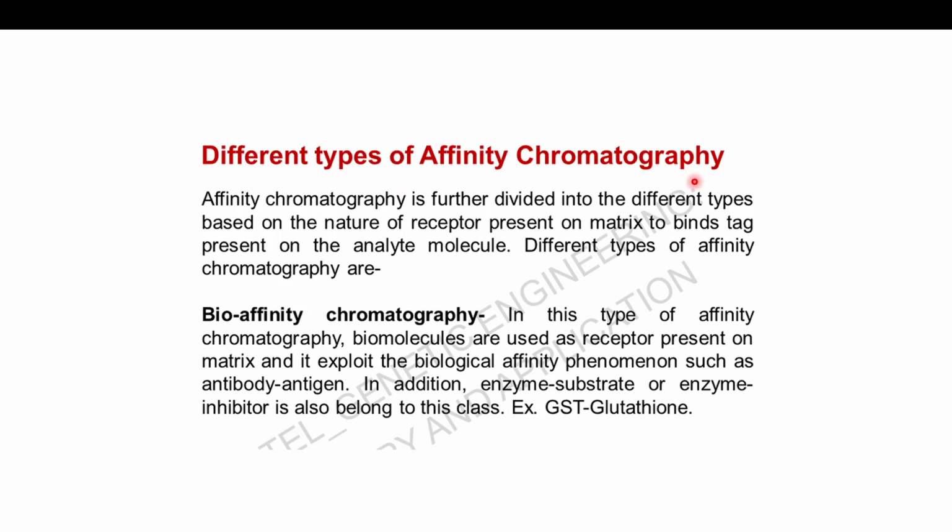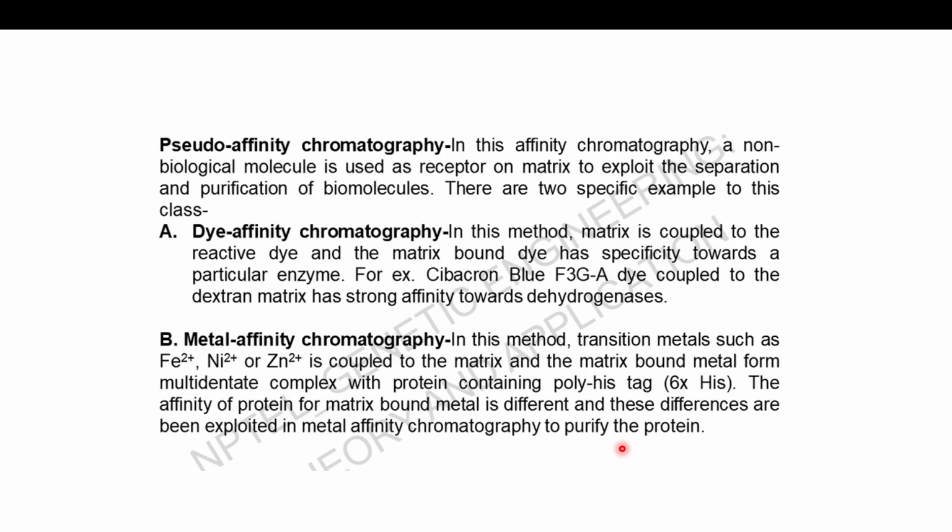And different types of affinity chromatography. It can be bioaffinity chromatography. What happens? Biomolecules are used as receptors present on the matrix, and it exploits the biological affinity phenomenon such as antibody-antigen interaction. There can be enzyme-substrate interaction or enzyme-inhibitor interaction. Okay, for example, GST glutathione.